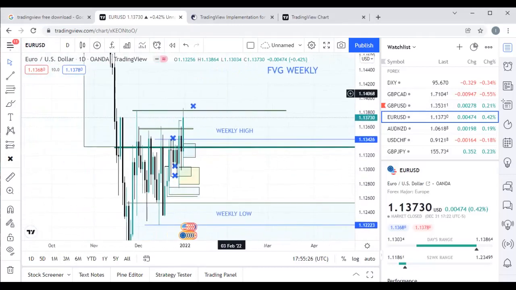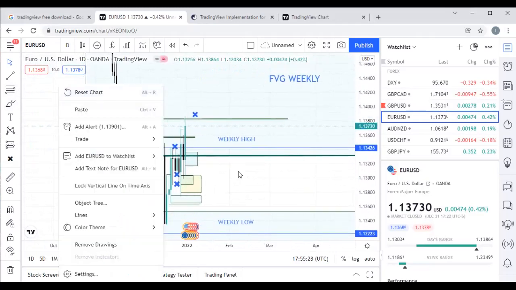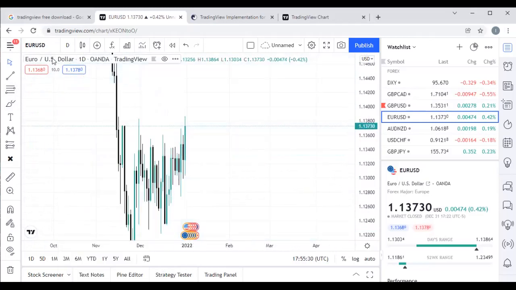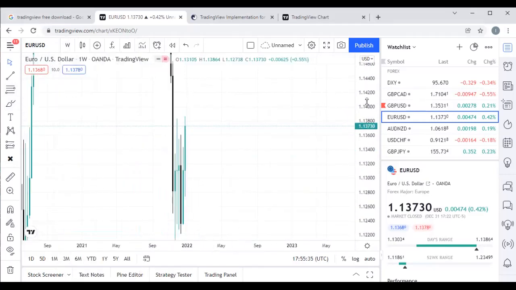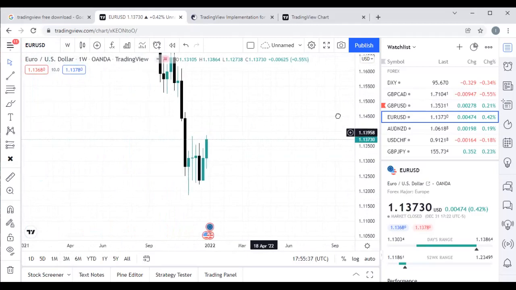before we go to our daily, let me remove all the drawings. So before we go to our daily, let's go to our weekly first. Now, before I took this buy on our weekly, right?